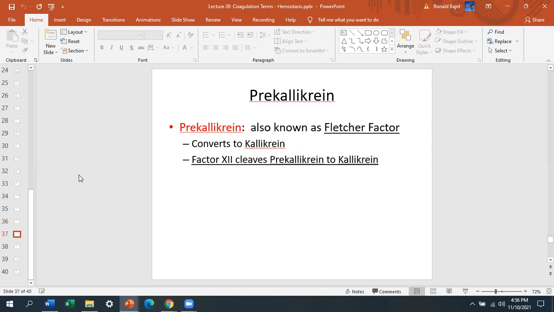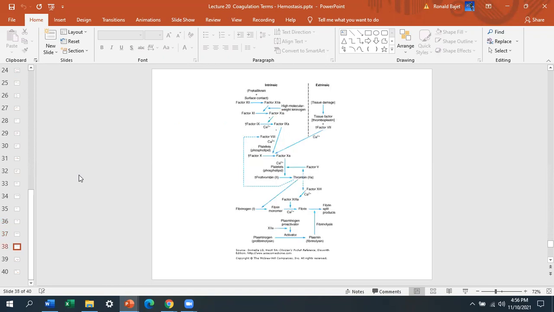Prekallikrein is also known as Fletcher factor, and it converts to kallikrein. So prekallikrein is the precursor, and it'll convert to kallikrein. Early in the intrinsic pathway, factor 12 will cleave prekallikrein to kallikrein.